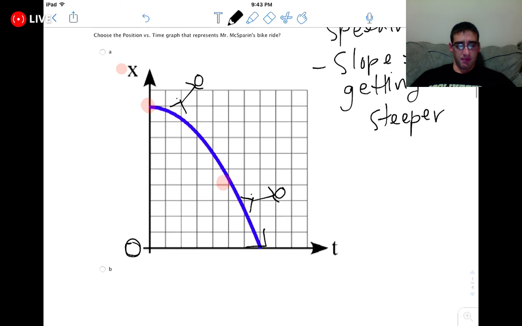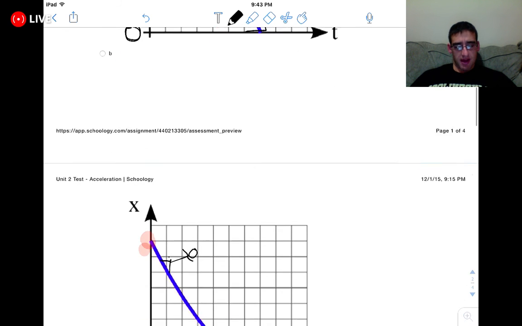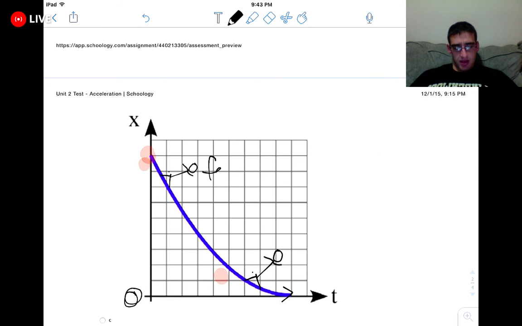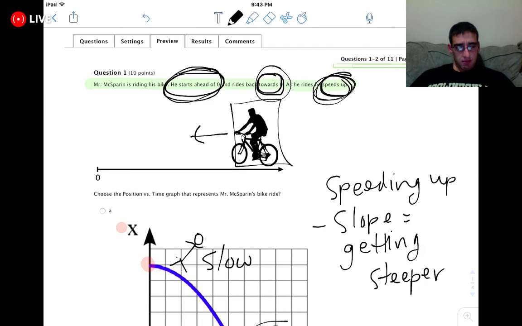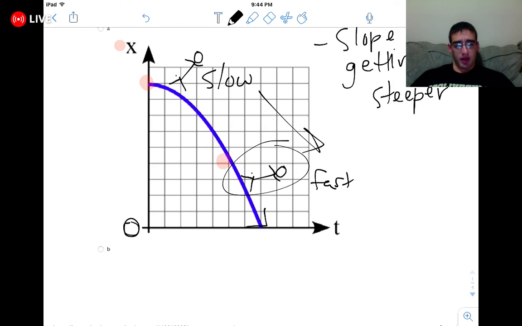All right, so now let's look at if it's getting steeper or less steep. Well, this one, it looks like it's getting harder to stand down here. So the less steep part is at the top, the steeper part's at the bottom. So this is slow. This is fast. The steeper, the faster. Flatter down here means slower. Now, this says that McSparron is speeding up. So slow to fast means speeding up, so that means this has to be my correct answer. All right, so that was the one we wanted to choose.